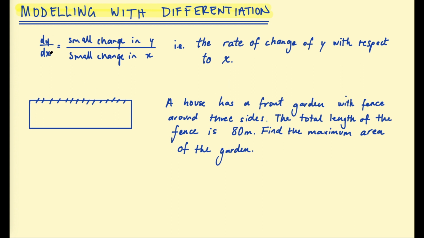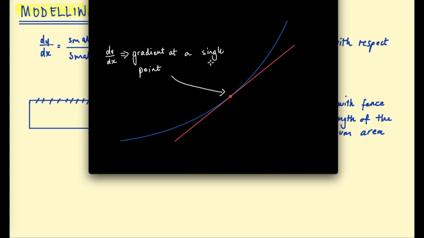So you can think of dy on dx, the derivative, as a small change in y over a small change in x. Remember our interpretation of the derivative as the gradient of a tangent at a point. The way we find the gradient at a single point is we find an infinitely small change in y over an infinitely small change in x. And when we find the derivative from first principles, we use a limit to find this gradient.